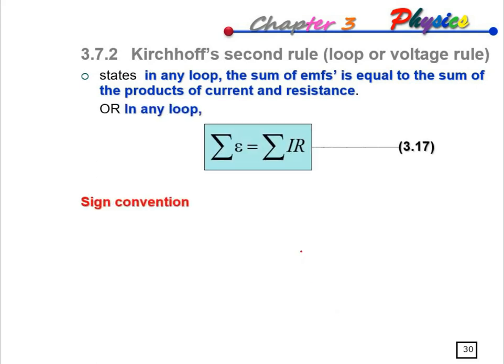The second rule for Kirchhoff is used for the loop, or voltage rule, and it is also called the Kirchhoff voltage law. It states that in any loop, the sum of EMF equals the sum of the product of current and resistance. In terms of the equation, the sum of EMF equals the sum of the product of current and resistance in the circuit.